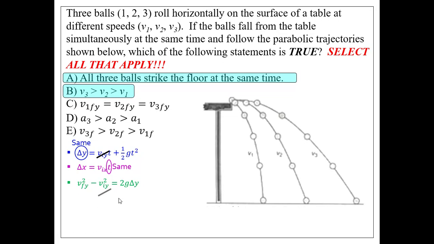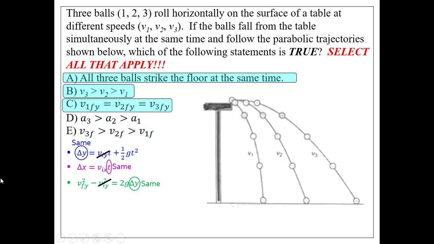Here I can cross out vi y because they're all launched horizontally, and I'm comparing vf y, but once again I want to circle delta y for all three of them. They all fall from the same height. So because g is a constant, delta y for this problem for all three objects is constant. Well, you take 2, which is a constant, times g, which is another constant, times delta y, which is the same constant for all of them. It would say that vf y would equal the same answer for all of them. So I want to say that C is also right.